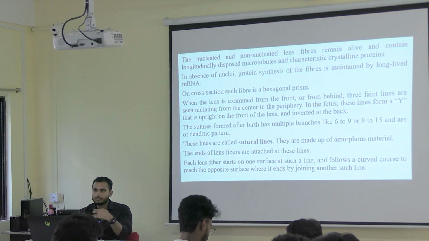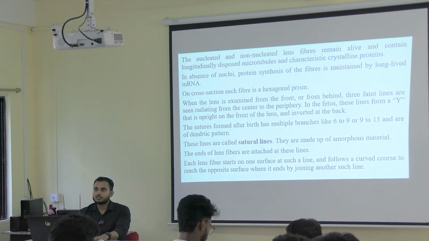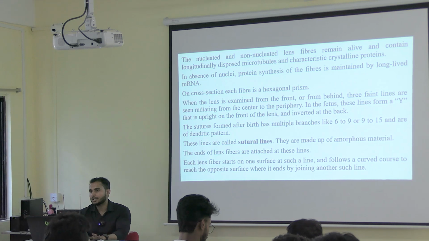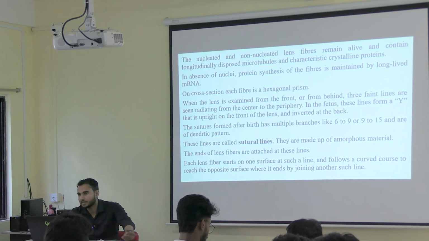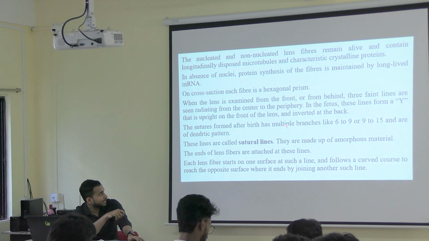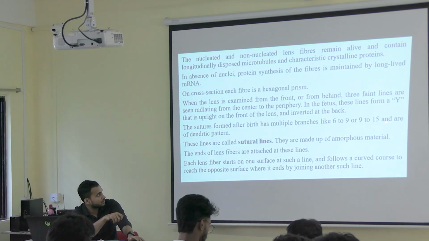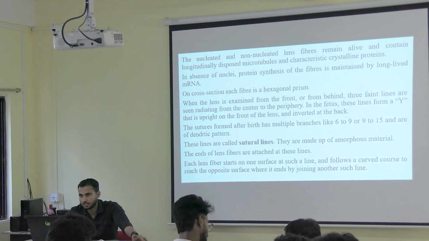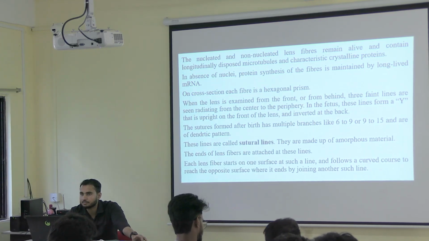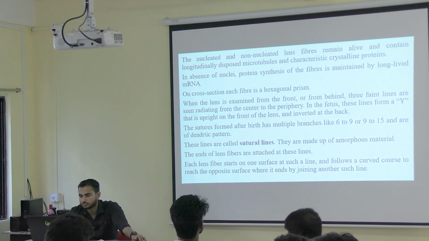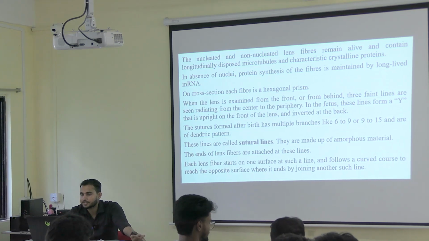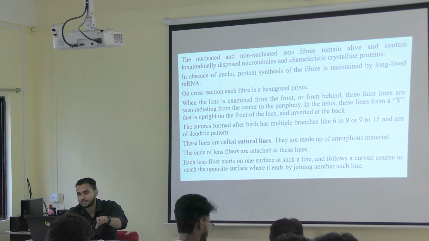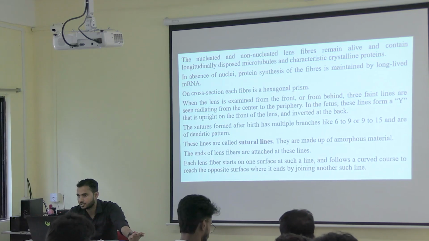In the case of an adult person, these sutural lines have multiple branches, 6 to 9, 9 to 15, and the appearance is a dendritic pattern. So these are called sutural lines, and they are made up of amorphous material. Now the ends of the lens fibers, the lens fibers are attached to these sutural lines.